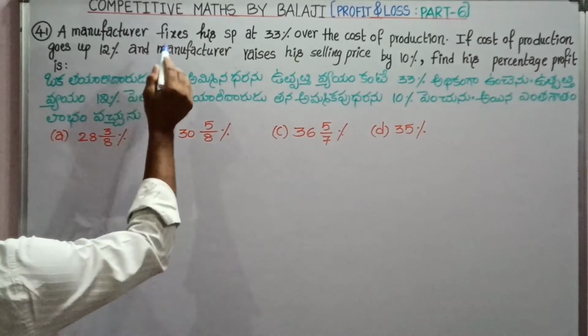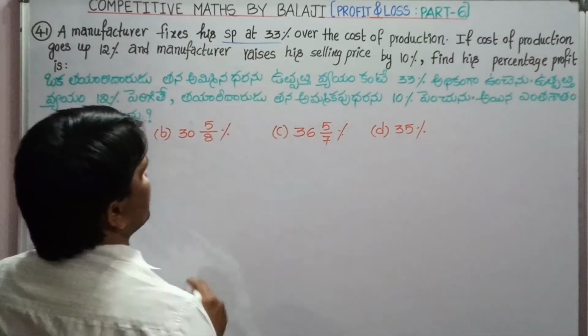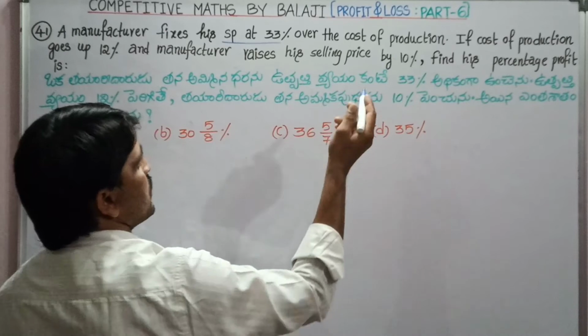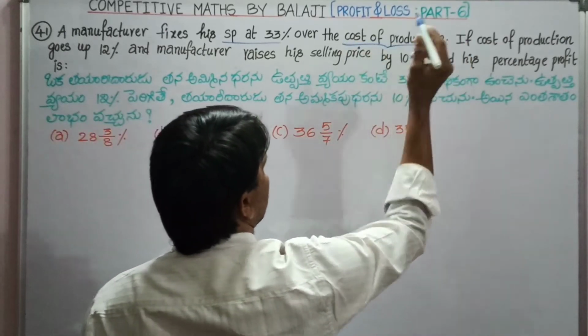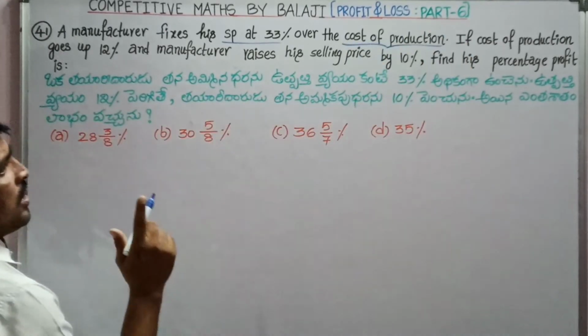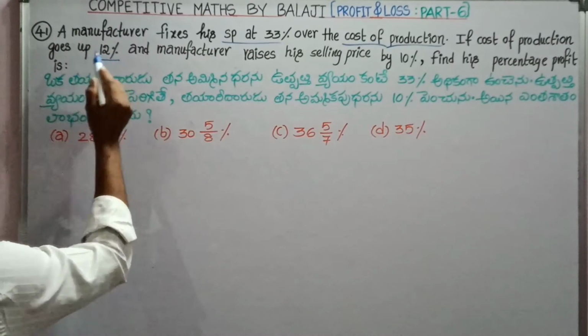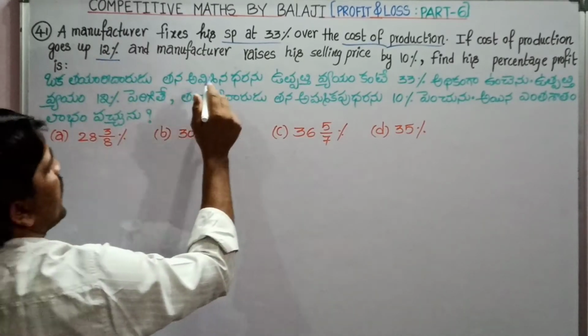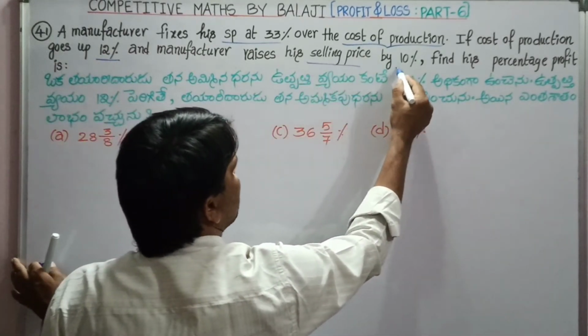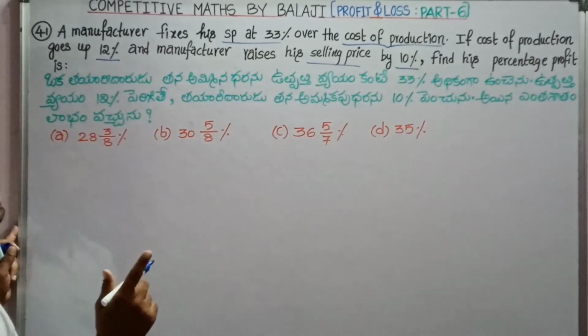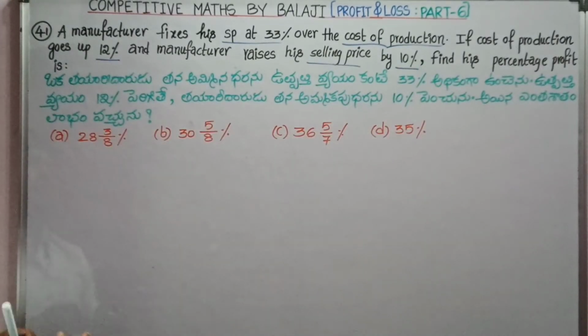Next question 41. Important model and new model questions. A manufacturer fixes his SP at 33% over the cost of production. That means over the cost price. If cost of production goes up 12% and manufacturer raises his selling price by 10%, find his percentage profit.